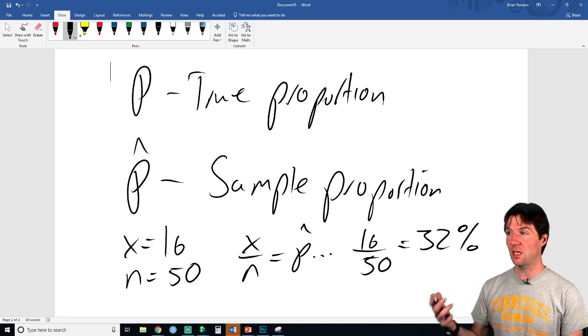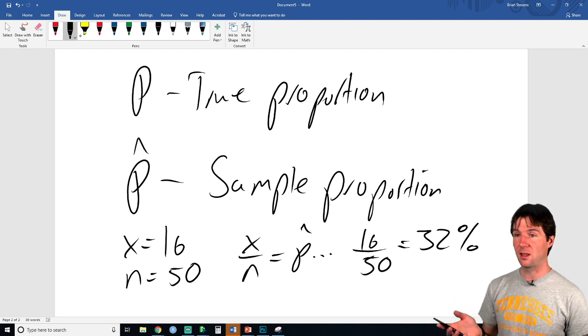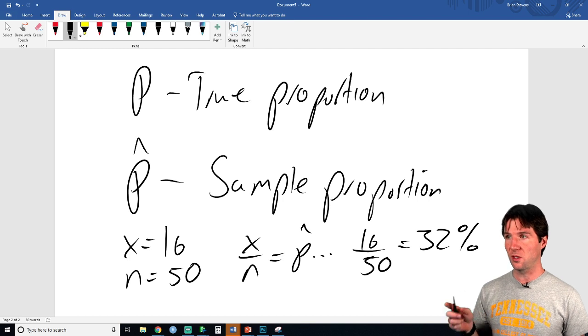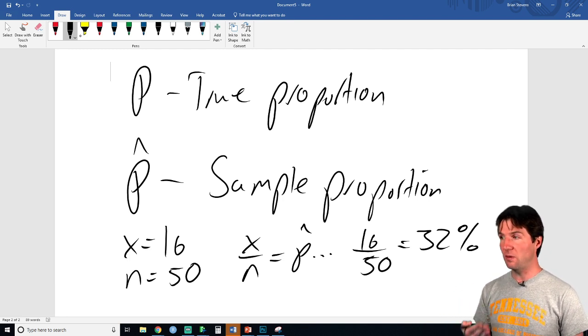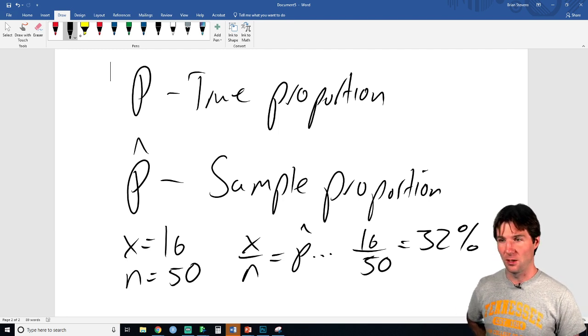Like a company advertises this, we're claiming that's the truth, so apparently they know that the truth is 25% of water heaters last 10 years. But then in a sample of 50, 16 lasted 10 years.